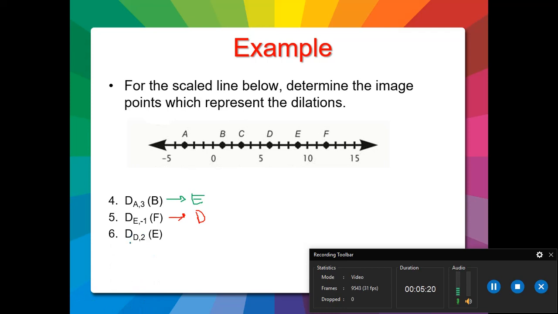In example 6, we're going to dilate about point D. So D is my center of dilation. And we're going to dilate point E. Again, we're 3 blocks away. We're using a scale factor of 2. Because it's positive, it will remain on the right side, and we'll want to push it to 6 blocks away, and we're going to end up at point F.